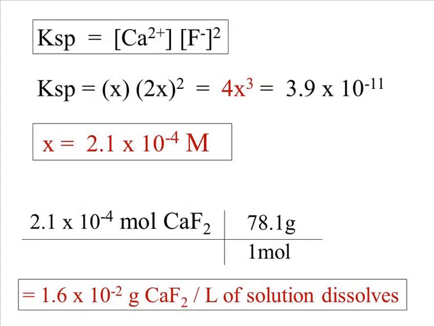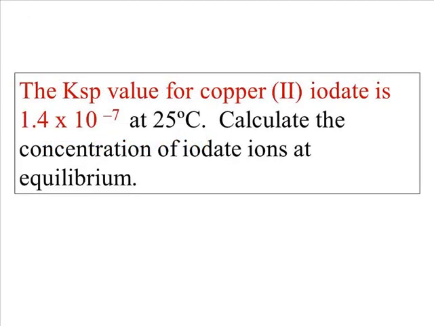KSP for calcium fluoride, again, your x is 4 times 10 to the -4, giving you the molar solubility. If they asked for the answer in grams, you would turn the moles of calcium fluoride into grams of calcium fluoride that dissolves per liter.